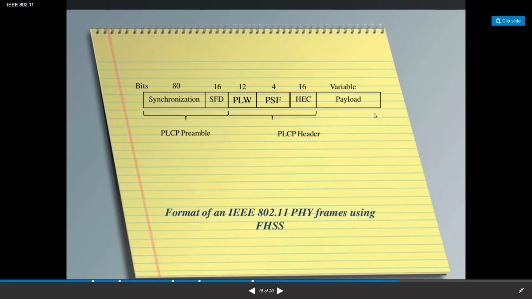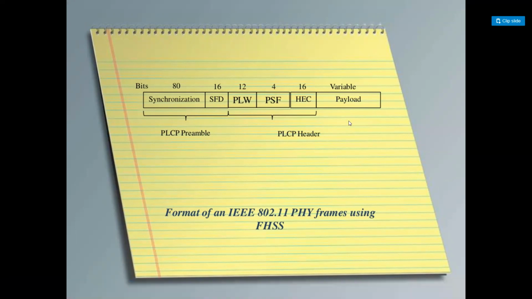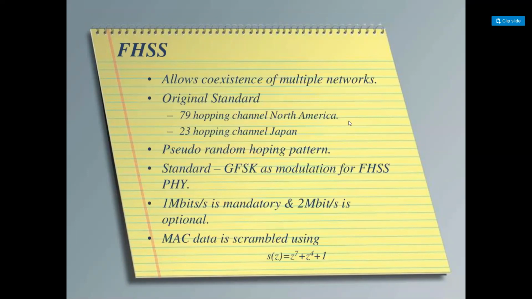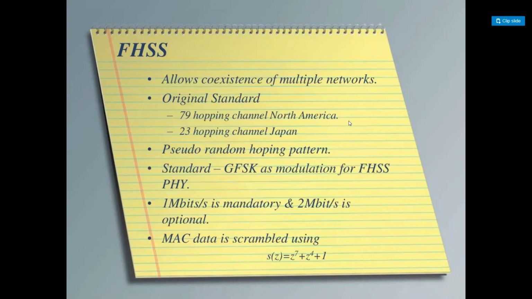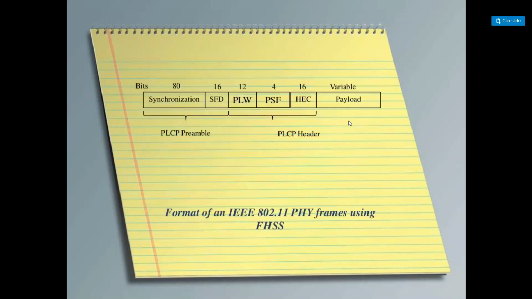Its size is variable. Mainly, this is a very important question: explain the IEEE 802.11 physical layer. In that, you need to write how many layers we have. We have two radio transmission layers and one infrared, and how many versions we have in the physical layer. We are discussing FHSS, and this is the FHSS IEEE 802.11 physical frame.